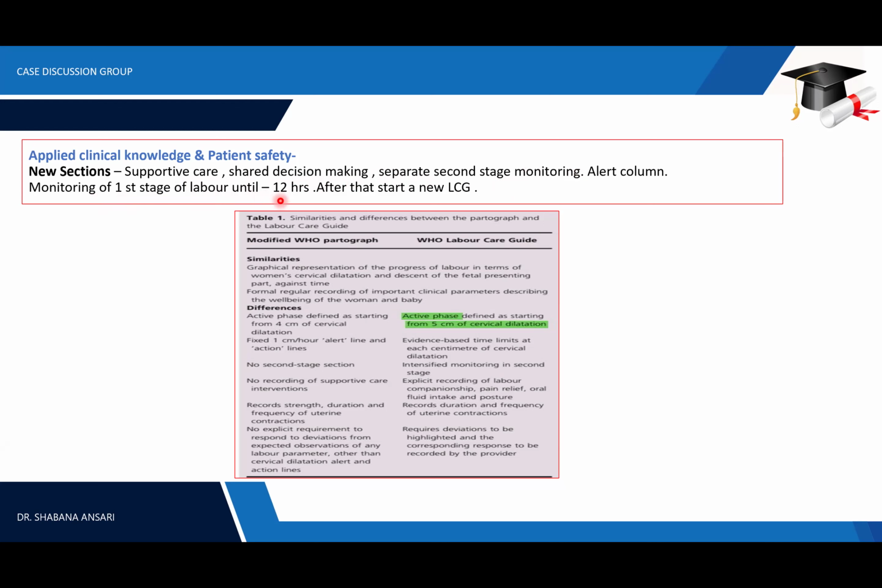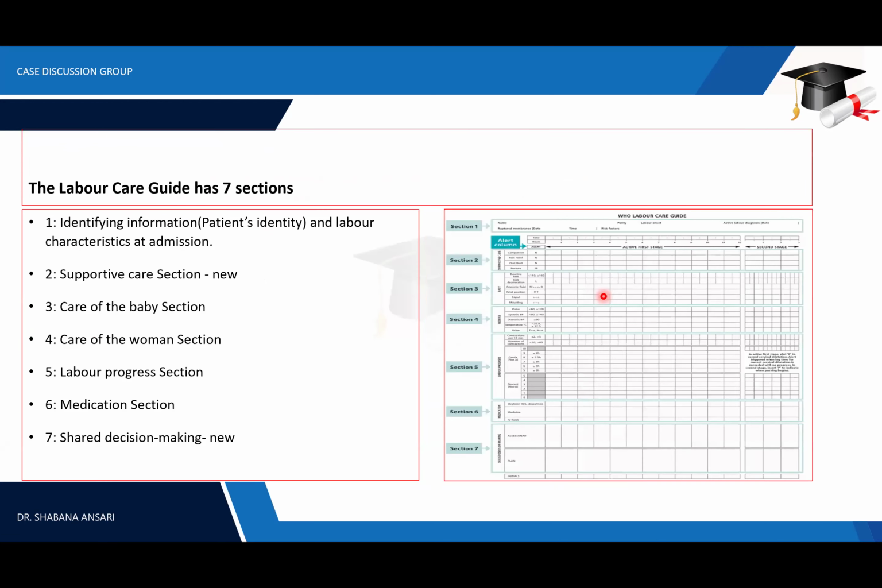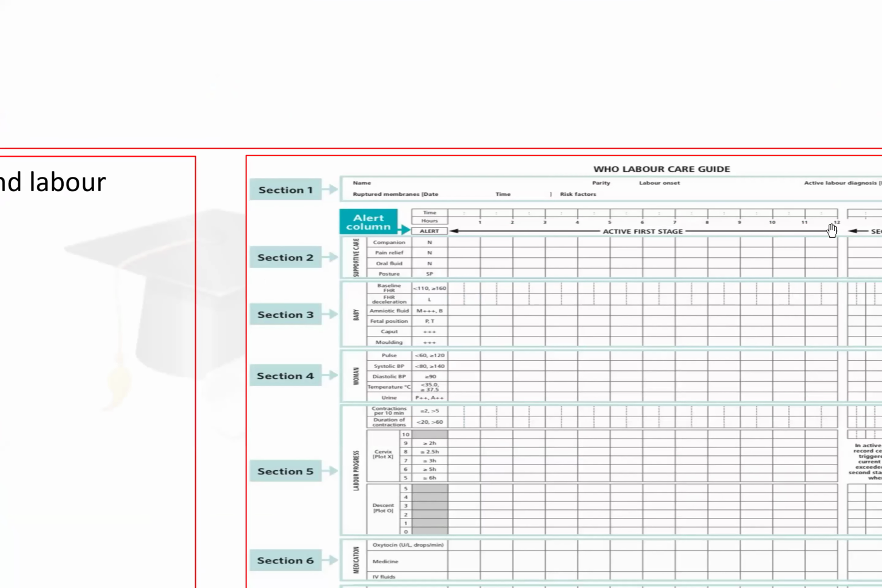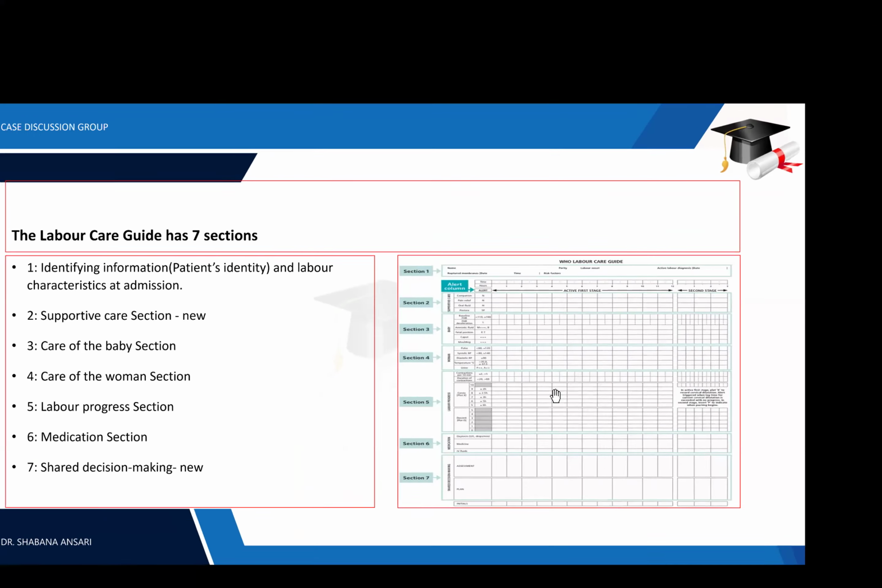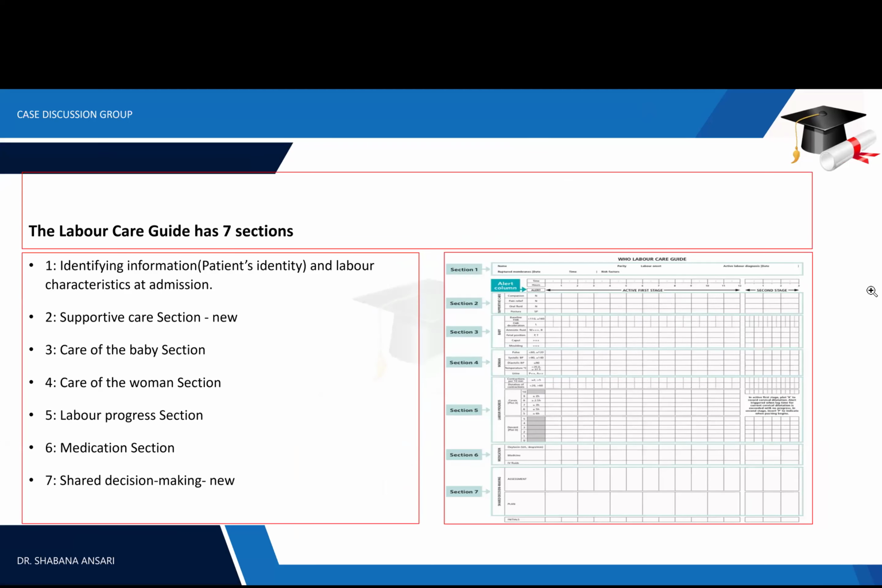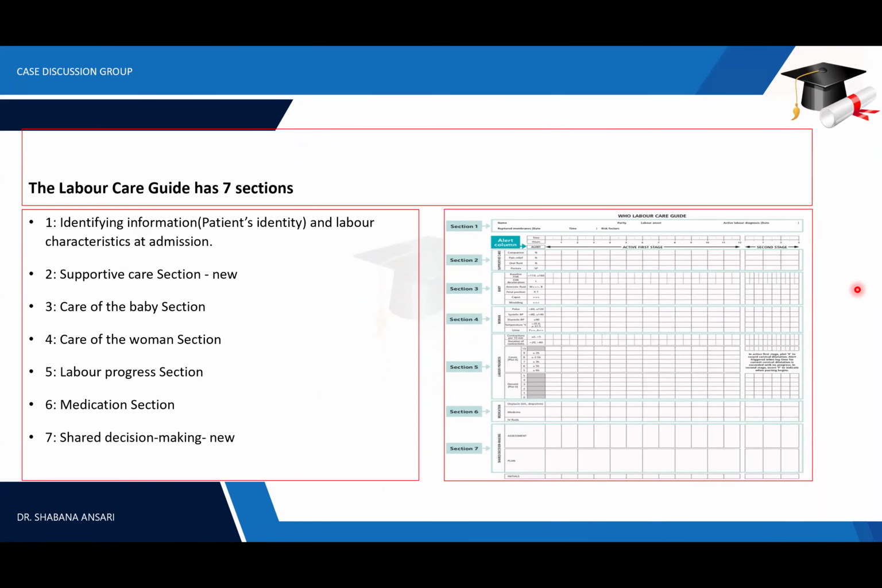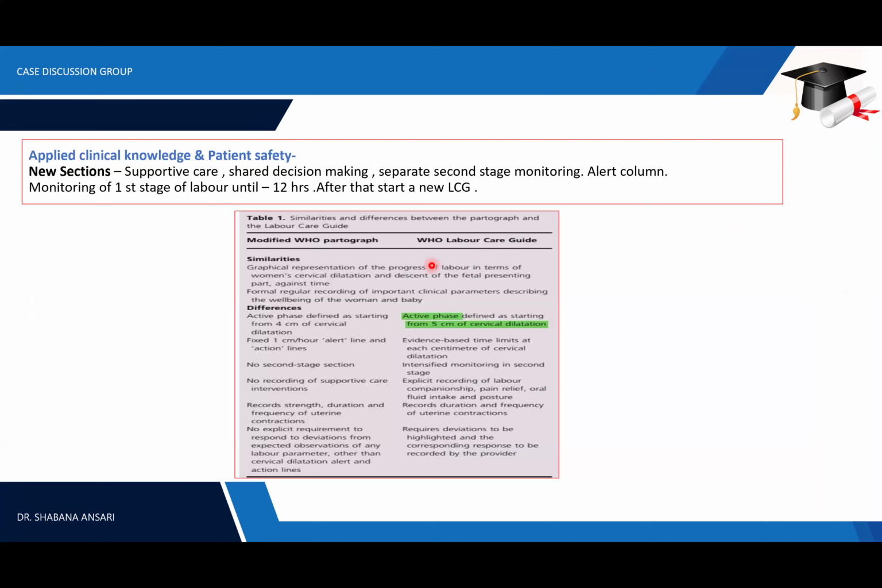Monitoring of first stage of labor is until 12 hours only. This is very clearly mentioned in the labor care guide. If I go back here, you can see this is the active first stage of labor, and this is still 12 hours only. This is in the primigravida. In the multigravida, it is up to 10 hours. So also we have to remember that first stage of labor is till 12 hours, in the multi till 10 hours. What is the difference? Just remember the difference.